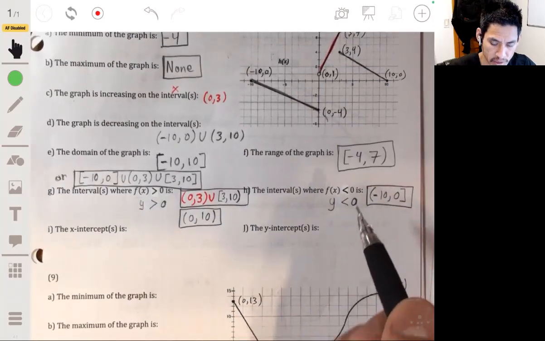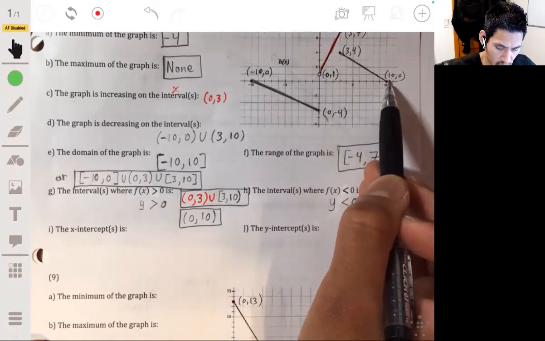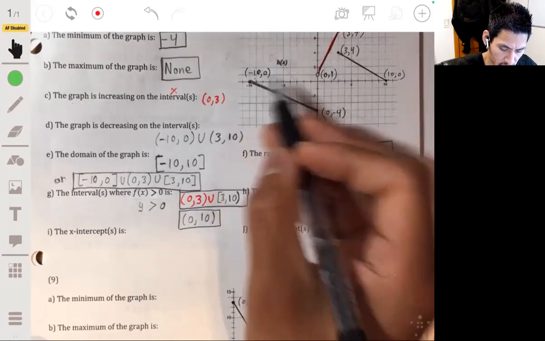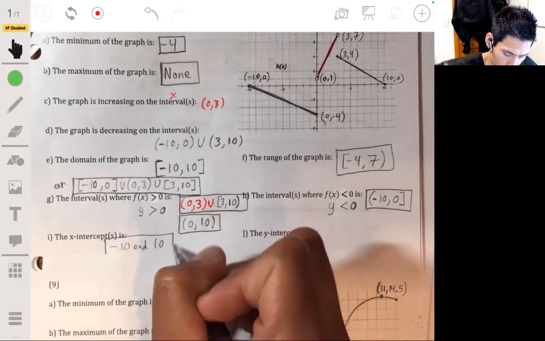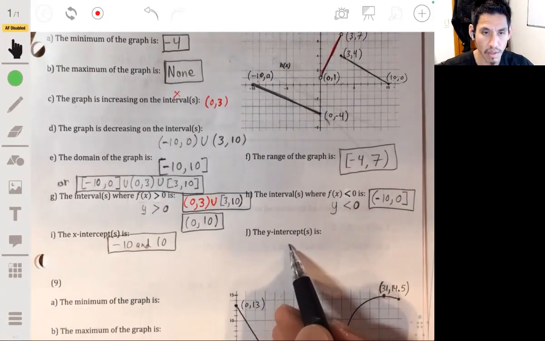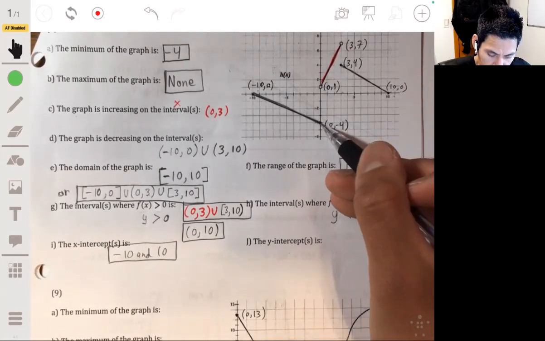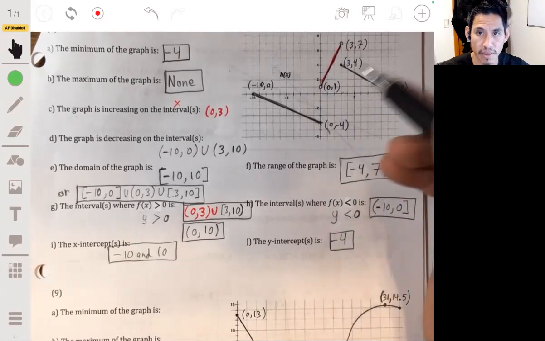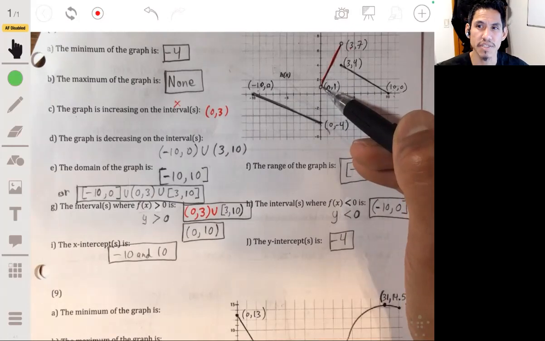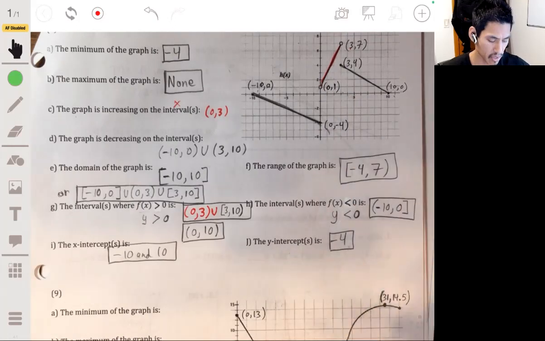Now the x-intercepts, we have two x-intercepts, -10 and 10. Only the x values, so -10, 10. And the y-intercept would only be this point here, and the y coordinate is -4. Not this one, because see, it's an open circle. It's actually not included on the graph. So this is not going to be the y-intercept. The y-intercept would just be this point here, -4.